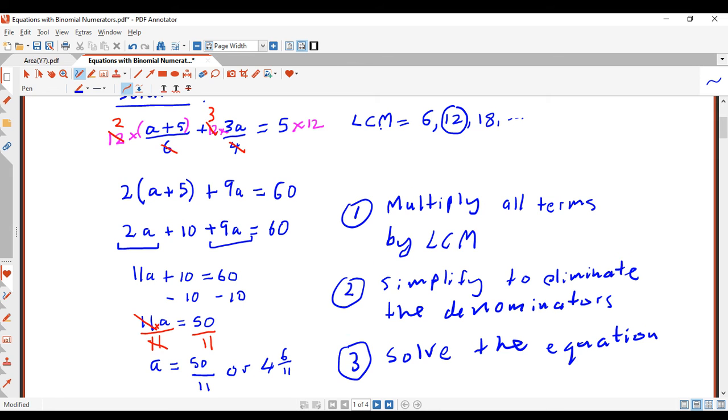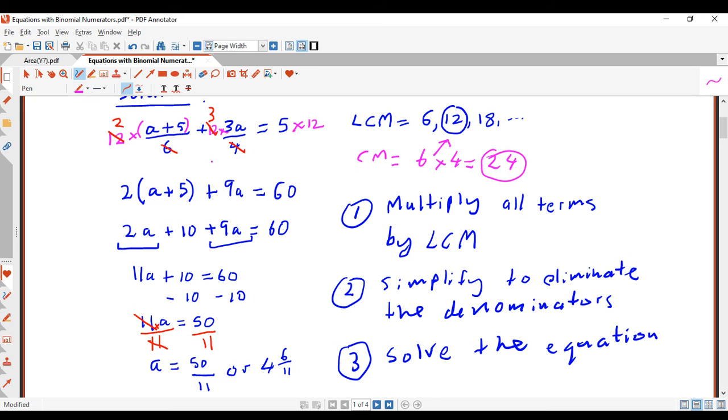Now, if you have trouble finding the LCM and that's difficult for you, you can find a common multiple instead. If you can't find the lowest common multiple, you simply multiply the denominators together. 6 times 4 is equal to 24. So instead of multiplying everything by the 12, which is easier, you can also multiply everything by 24. It's going to create a little bit of extra working out, possibly, but you'll still get the same answer.